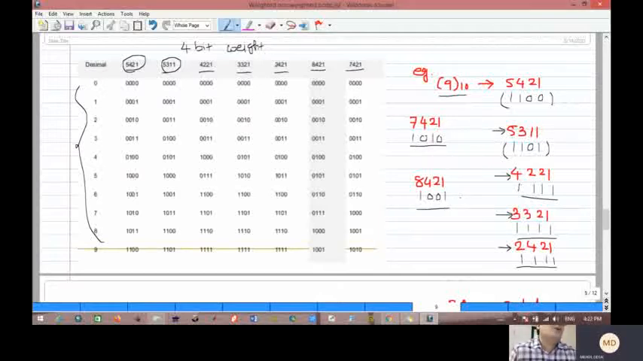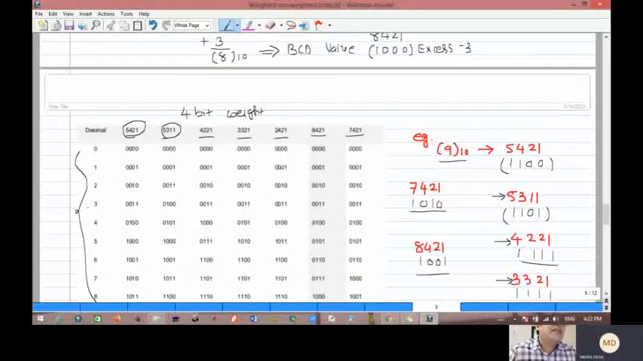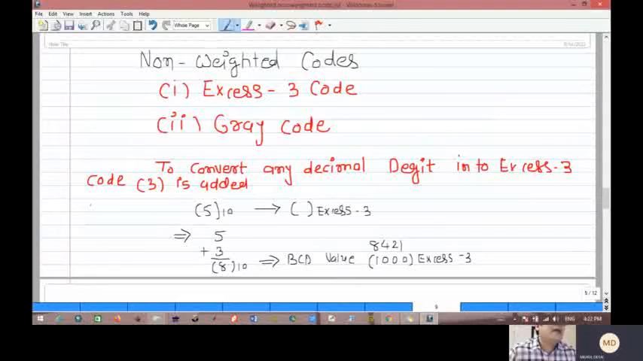So these are also called different types of weights: 5 4 2 1, 5 3 1 1, 4 2 2 1, 3 3 2 1, 2 4 2 1, 8 4 2 1, and 7 4 2 1. They are classified as weighted codes. Now the next category is non-weighted code, meaning no specific weight is specified. There is the excess-3 code, the well-known excess-3 code, and the Gray code.